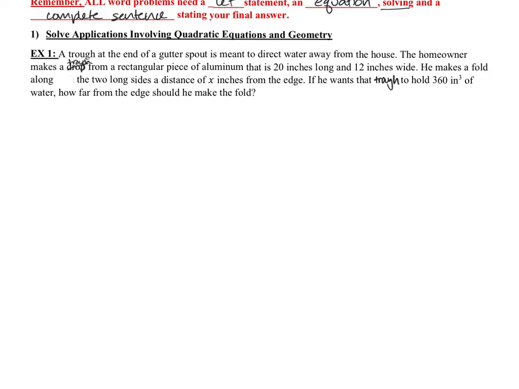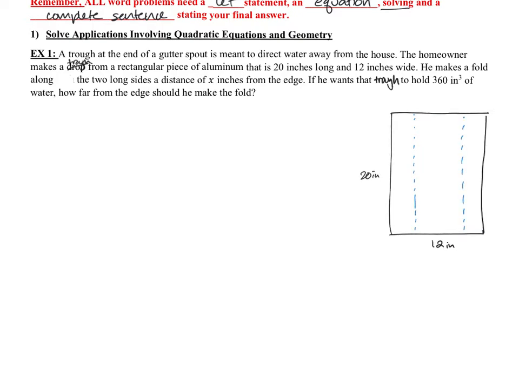But what we're looking at is he has a rectangular piece of aluminum. Alright, and what do we know with that piece? It's 20 inches long and 12 inches wide. So 12 and 20, and I'm going to put inches to remember the unit. And then what do we know? He wants to make a fold along the two long sides. Okay, so he wants to make a fold this way so that he can fold it up looking something like this. And when the water comes down, it'll just pour right through. Okay, so that's what he wants to do.